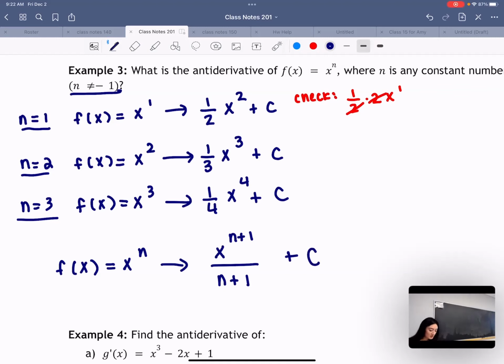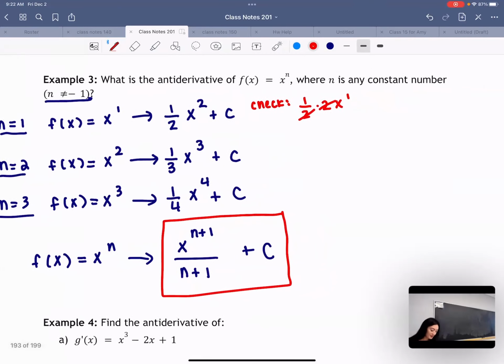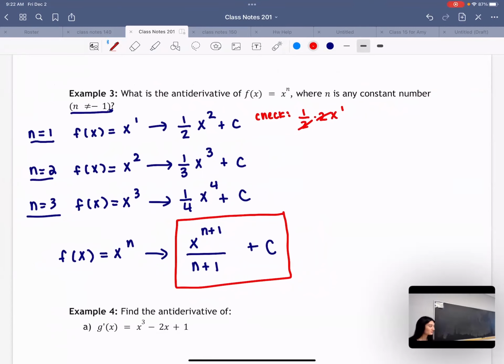Okay, so this is in general a rule. It's kind of like the opposite of the power rule, right? So it's how to go backwards from the power rule. We just add 1 instead of subtract 1, and instead of multiply, we divide. Okay. Any questions on example 3?